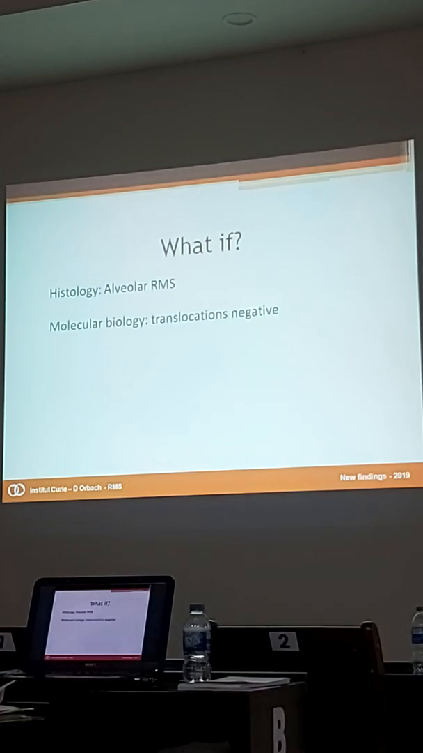the fusion transcript. So the question is, in this gray zone, when you have a pathology alveolar rhabdo but without any fusion transcript, what is the diagnosis? Is it a real alveolar rhabdo, or is it an embryonal rhabdo? Should we treat them as high-risk patients, or could we treat them as standard-risk patients?